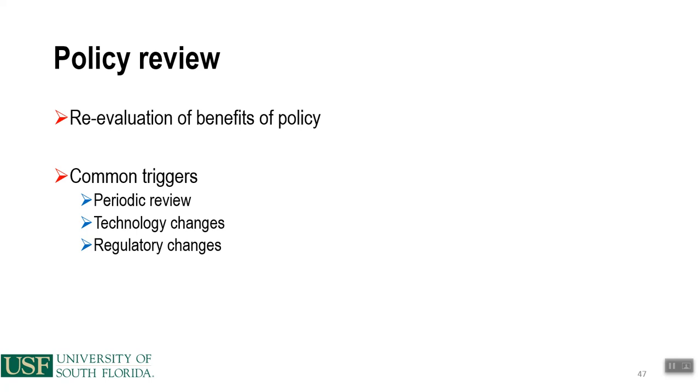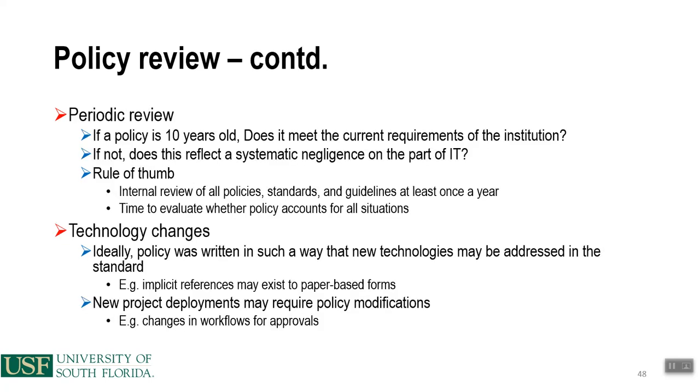So policy review is a reevaluation of benefits of a policy, and the common triggers are periodic review, technology changes, regulatory changes, and so on. A periodic review, if a policy is 10 years old, does it meet with the current requirements of the institution? If not, does this reflect a systematic negligence on the part of IT? So the rule of thumb is that internal review of all policy standards and guidelines at least once a year. You want to make sure that everything is being reviewed such that it matches up with what you're seeing within your organization from a workflow perspective.